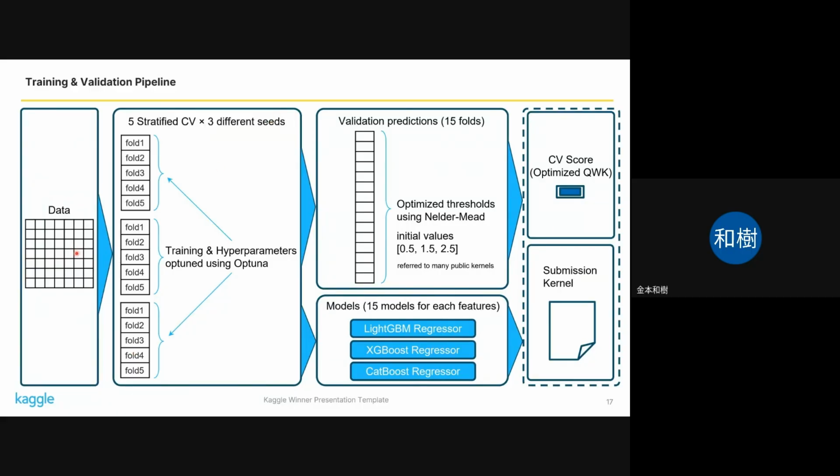Next, I'll show the training and validation pipeline. First, you prepare the training data. Second step, building 5-fold stratified CV with 3 different seeds, and training and tuning hyperparameters. Third step, you optimize the threshold across all validation predictions using Nelder-Mead. And lastly, I calculated the optimized QWK metric as a CB score and create the submission kernel.